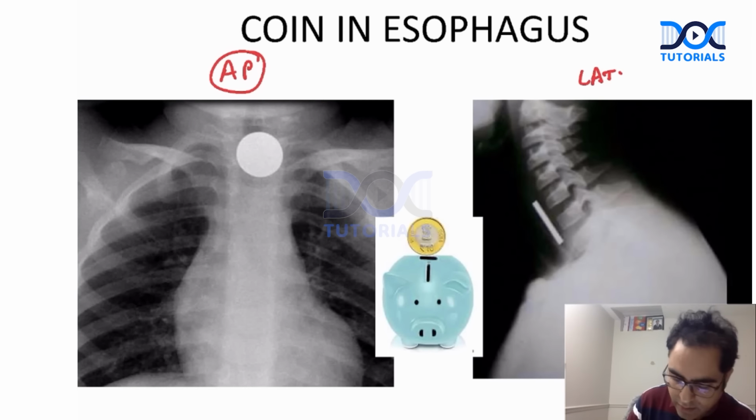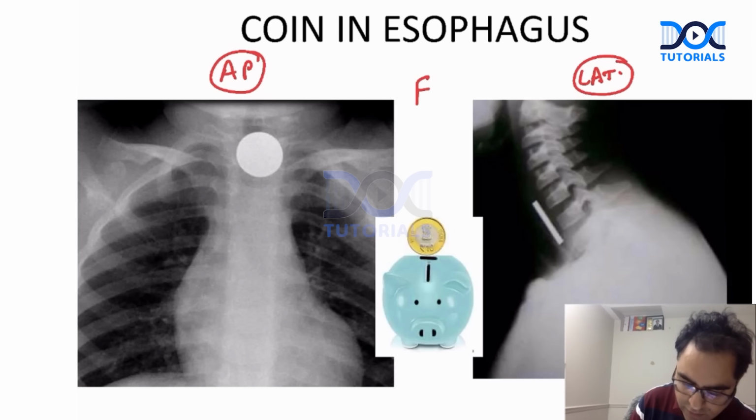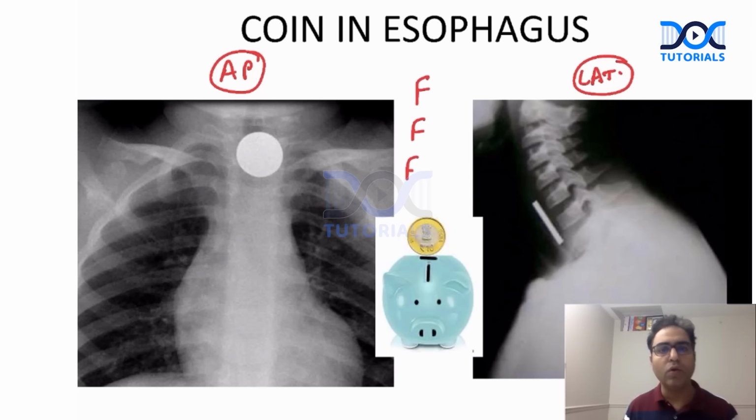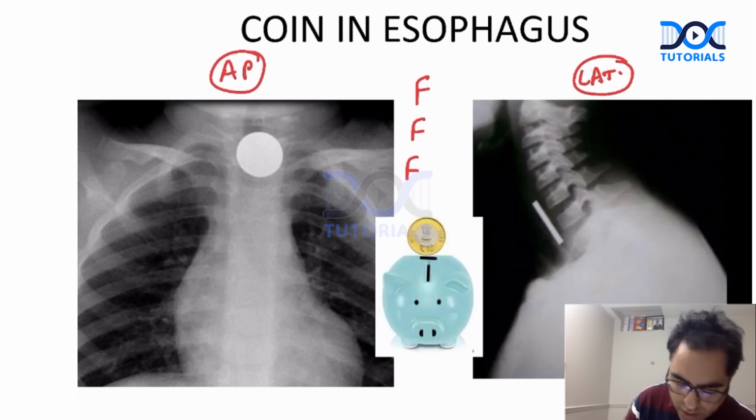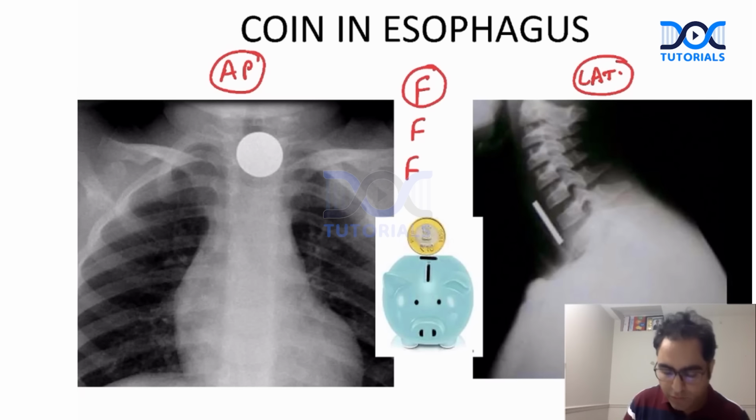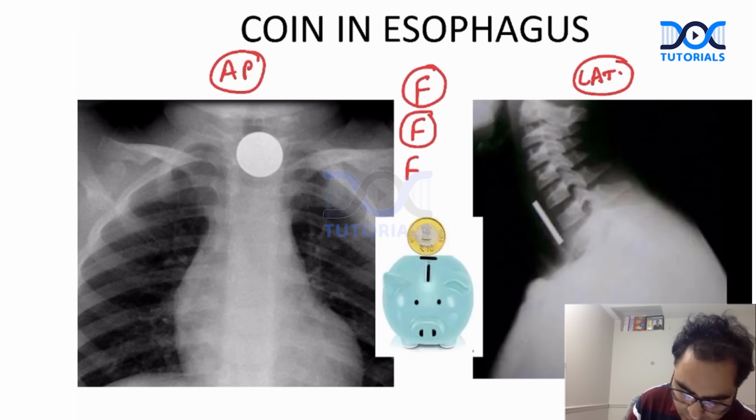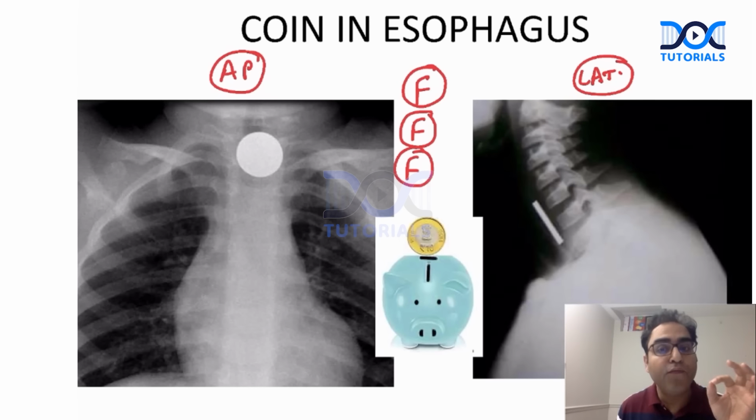How to remember it? The rule of 3F, which we already discussed in the app and in the class also. If a full coin is visible on the front X-ray, meaning AP view, then the coin is in the food pipe, meaning esophagus. Once again, if the full coin is visible on the front X-ray, meaning AP view, then the coin is in the food pipe, meaning esophagus.